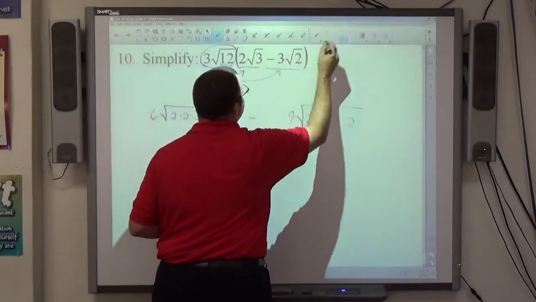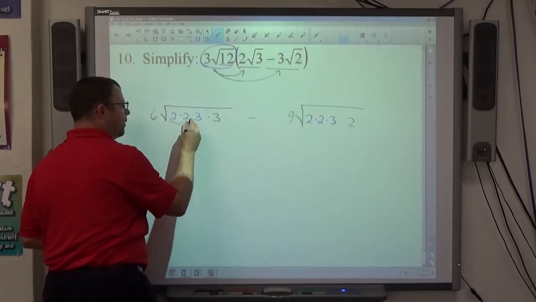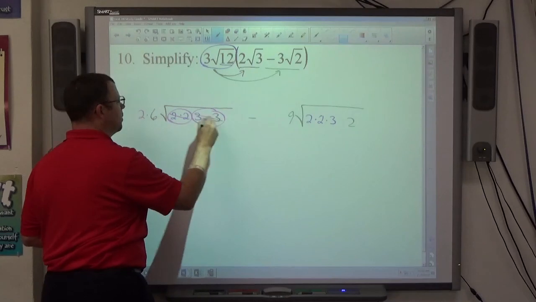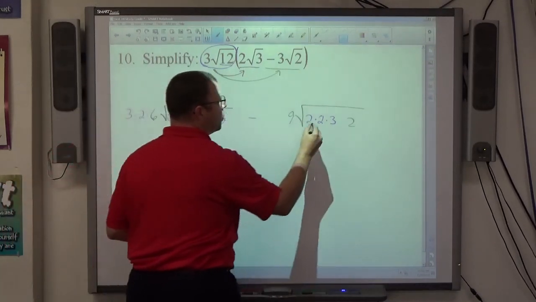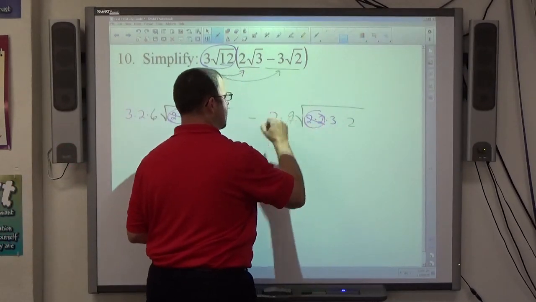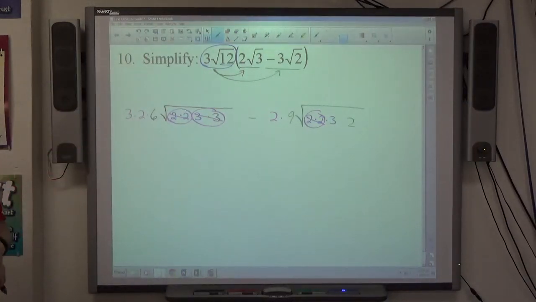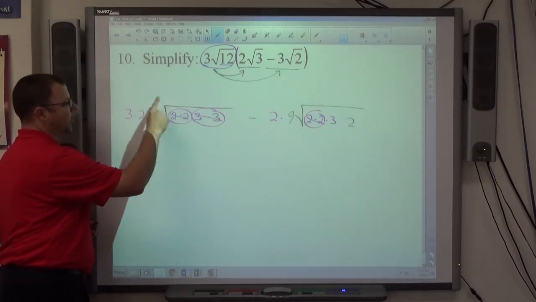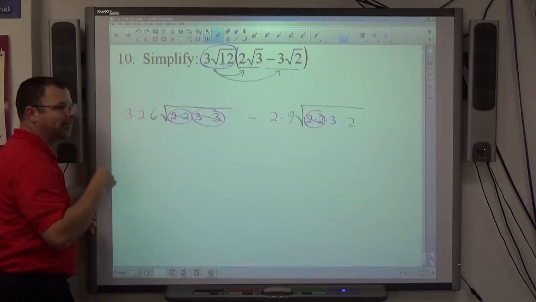The reason we break down is because specifically we can take out pairs. So a pair of 2's gets to be a 2. A pair of 3's gets to be a 3. A pair of 2's gets to be a 2. A 3 and a 2 aren't pairs, so they have to stay in. So any pairs get to come out. Every pair gets to come out as one number. So 2 times 2 is 4, square root of 4 is 2. 3 times 3 is 9, the square root of 9 is 3. You can take out square roots in pieces like that.